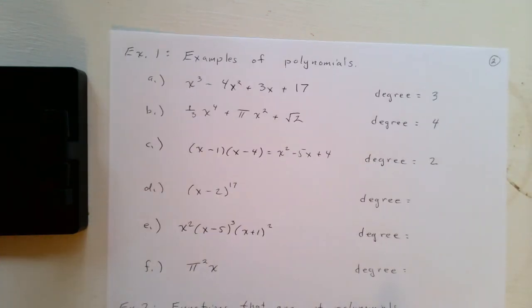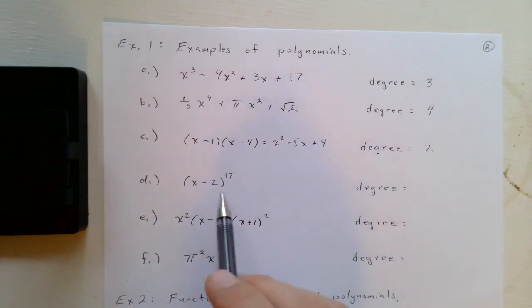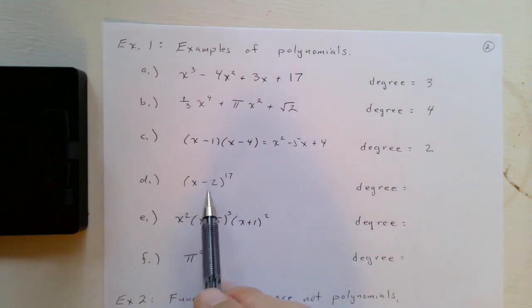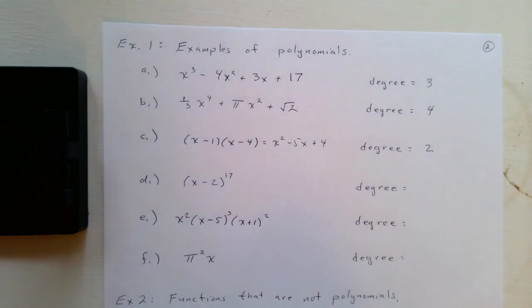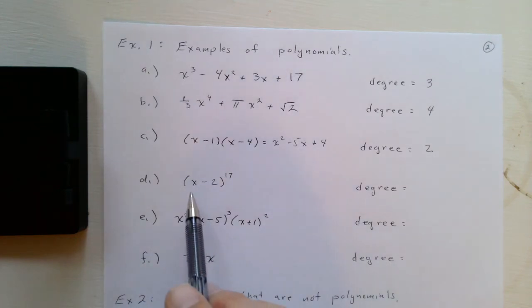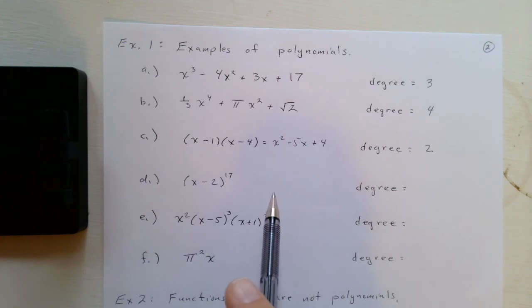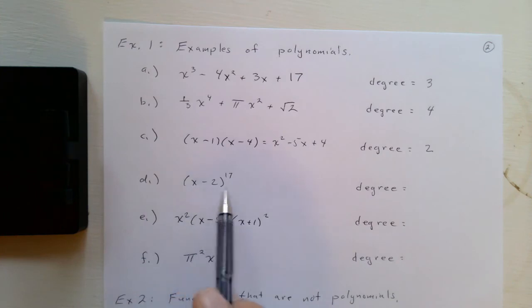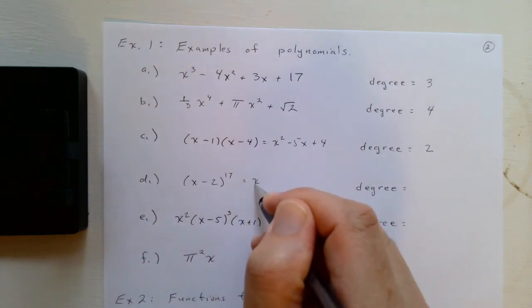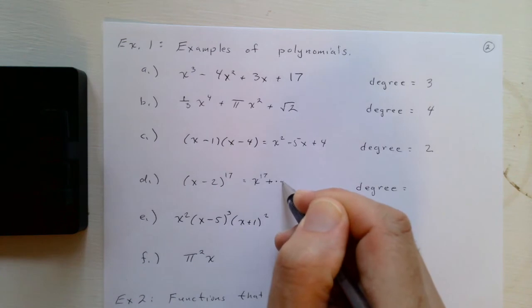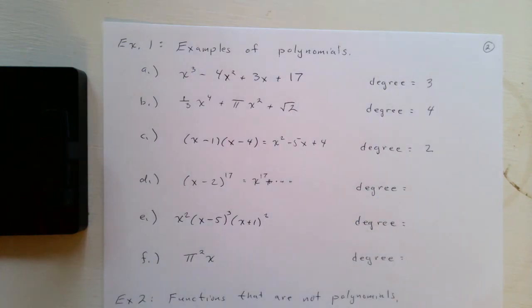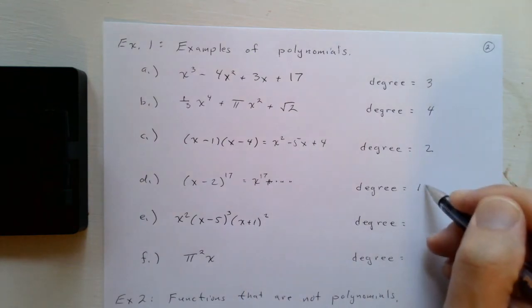In part D, we can see that we have x minus 2 to the 17th. Now, we don't necessarily have to multiply this out to find what the degree is. We only have to know what the highest power of x will be. If we were to have 17 factors of x minus 2 all multiplied together, what would be the first term that we would get? Well, we just get x multiplied by itself 17 times. So this would be x to the 17th, and then plus some other terms that we don't know. But we do know that this is going to be the highest power of x, so the degree is 17.